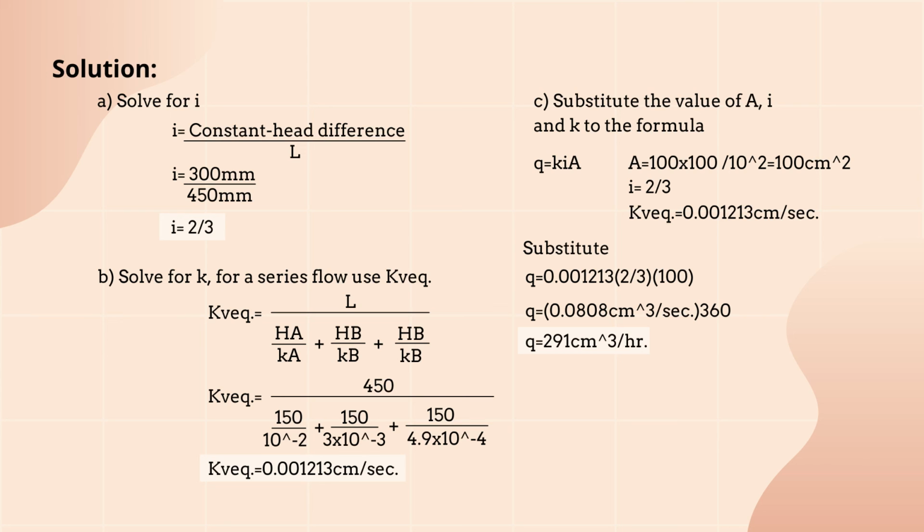Q is equal to 0.001213 times 2/3 times 100. Since we have here a centimeter cube per second and we are asked the rate per hour, we just need to multiply it by 3600 to convert into hour, and now Q is equal to 291 centimeter cube per hour.